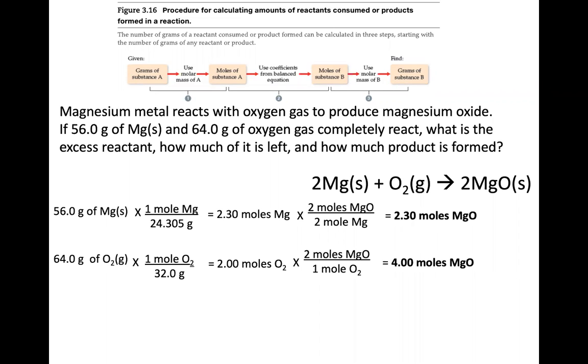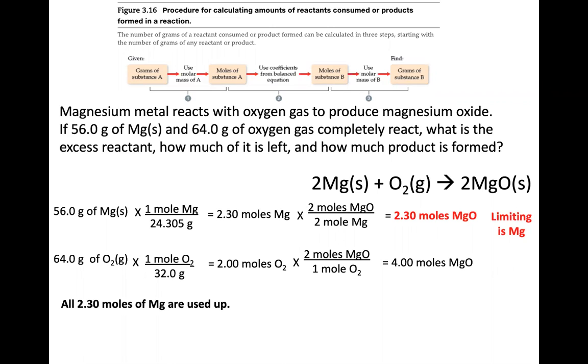If I do the same thing with the other reactant, I consider how much of the O2 I'm starting with, 64 grams. I convert that to moles. I use its coefficients. I see that I get 2 moles of product for every 1 mole of O2. That tells me that I could form 4 moles of magnesium oxide. Now, only one of these can be correct. The one that is correct is the one that gives me the smaller amount of product. Because once I run out, I'm done.